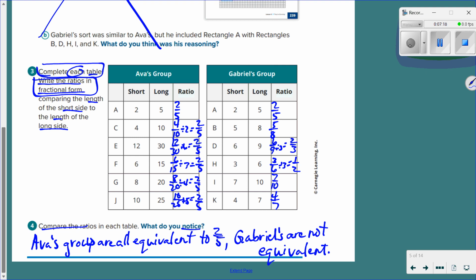Okay, is this making sense to you guys? You understand how to write the ratios? Are we understanding how to simplify to determine if they're equivalent? Okay. So far it's making sense, right, Nash?